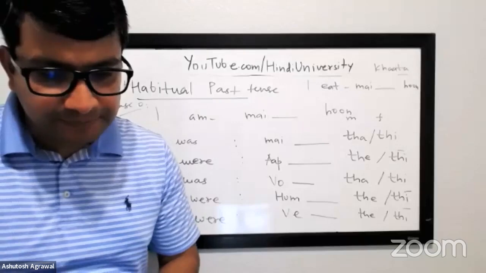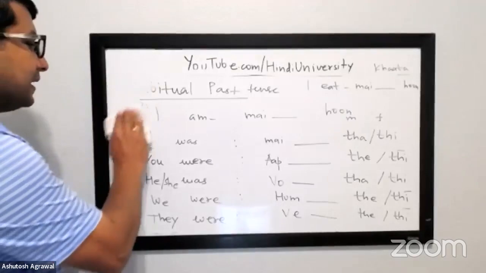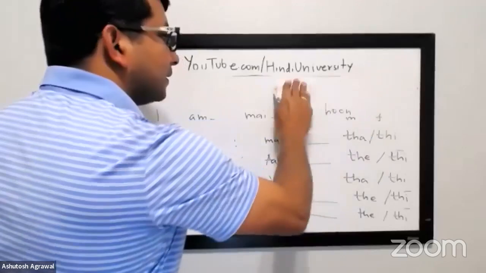Anyone? Don't be shy. Okay, nobody there. So I'm gonna remove this and let's practice with a verb. Let's practice with the verb. So let's say I'll take a simple verb.